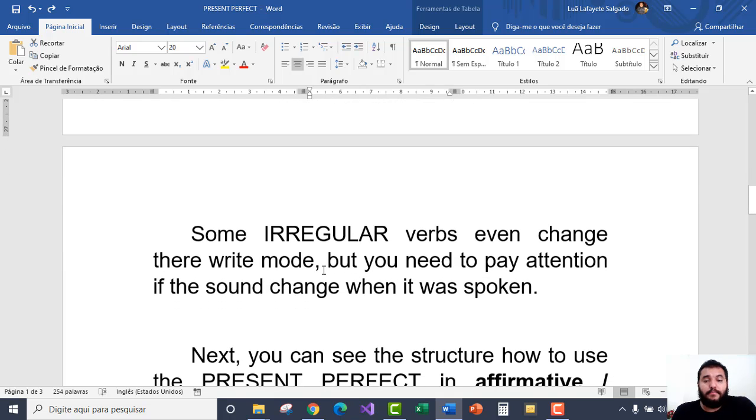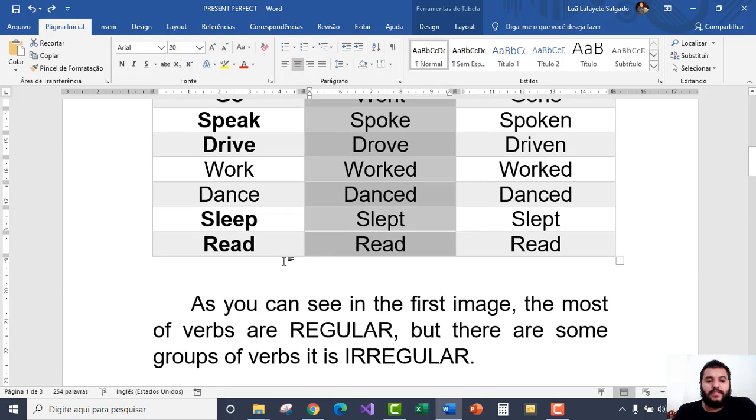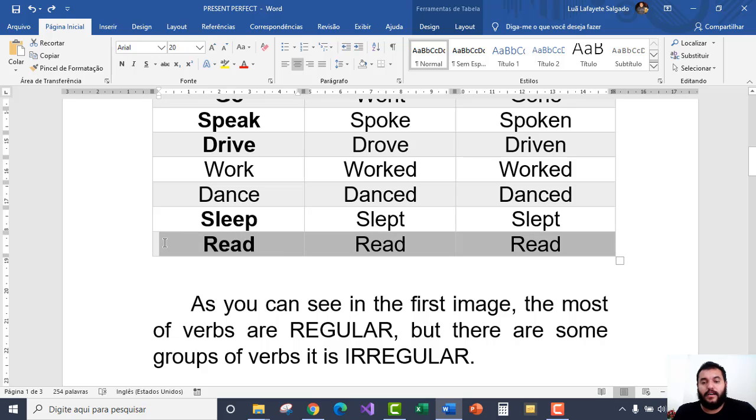Nice. Some irregular verbs don't even change their written form, but we need to pay attention to the sound. For example, the verb read. It doesn't change how you write the verb, but the sound changes. Here, read in the present, read in the past, and the past participle, read again. So the sound changes, but the spelling doesn't change. Okay?